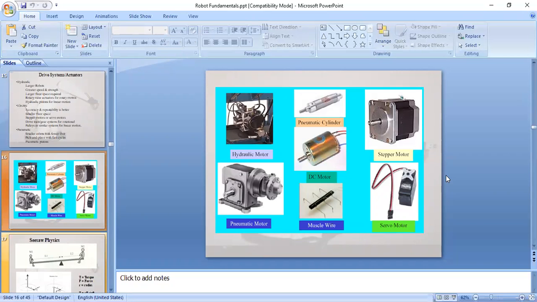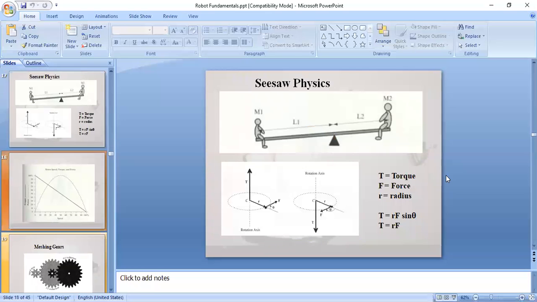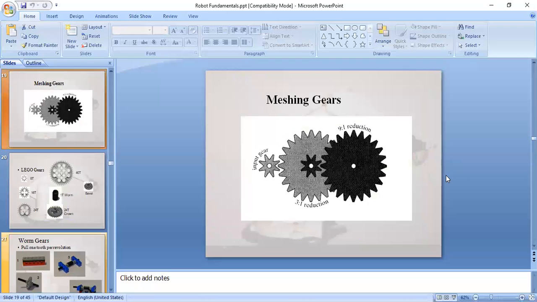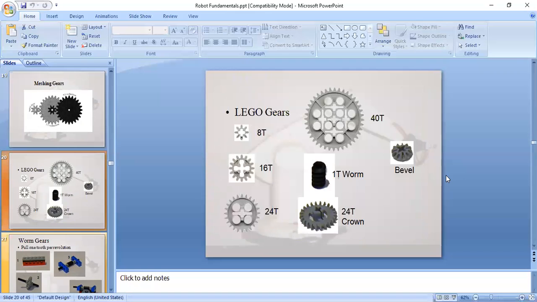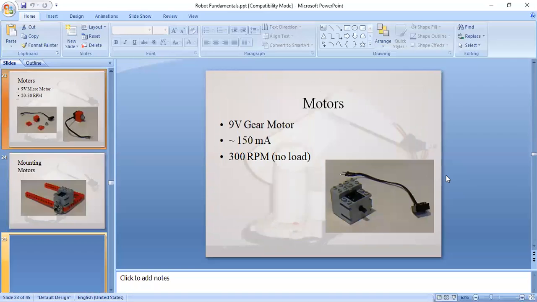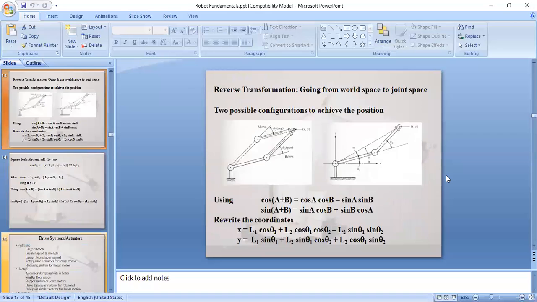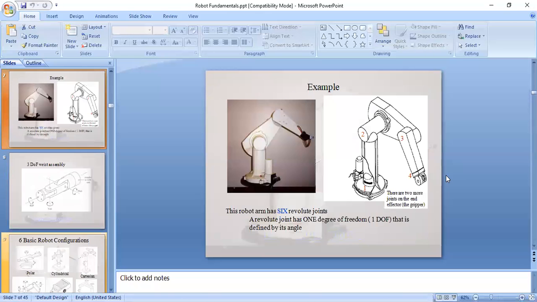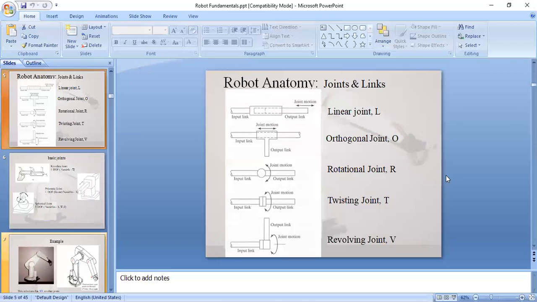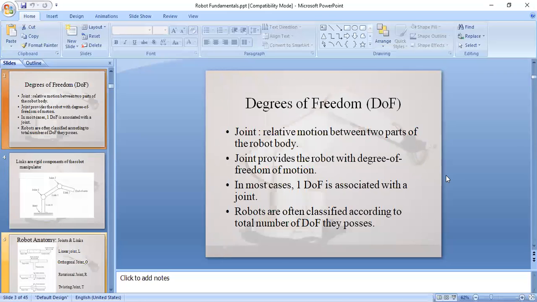These are some sensors, drives and control systems, types of DC motors and pneumatic cylinders used in a robotic system. Then types of gears, 16 teeth, 8 teeth, 40 teeth gears are used in a robotic system. So this is about the basics of robot configuration, types of robot, joints and links provided for construction of a robot system, and degrees of freedom we have discussed.